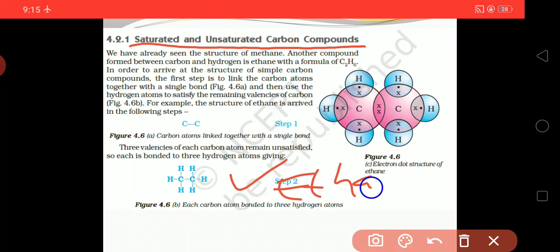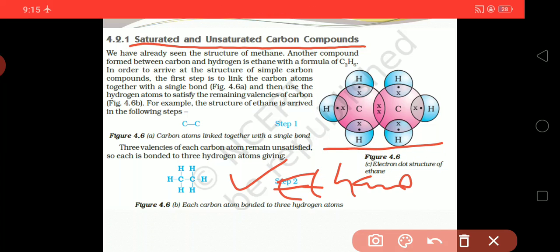Structure of ethane. We have already seen the structure of methane. Another compound formed between carbon and hydrogen is ethane. This is the structure of ethane.